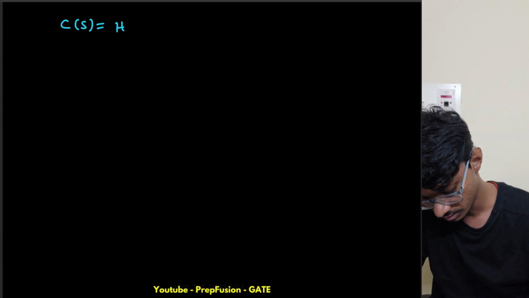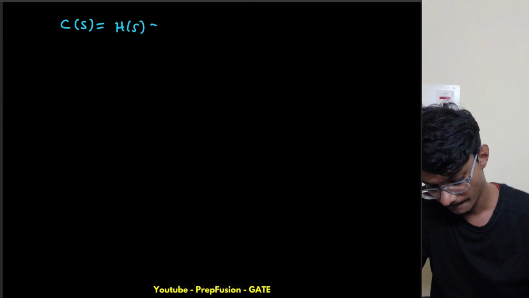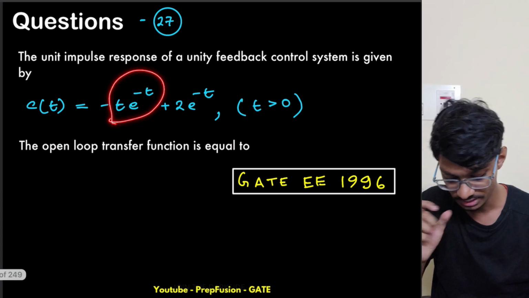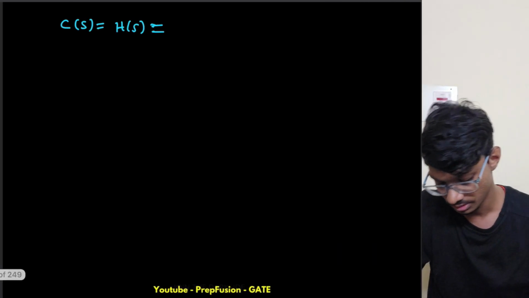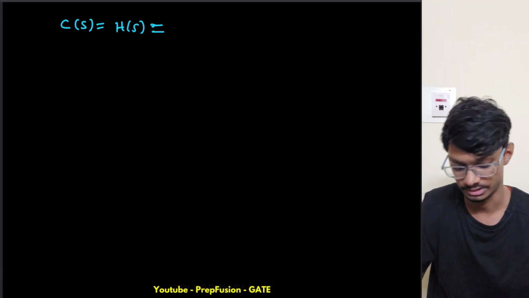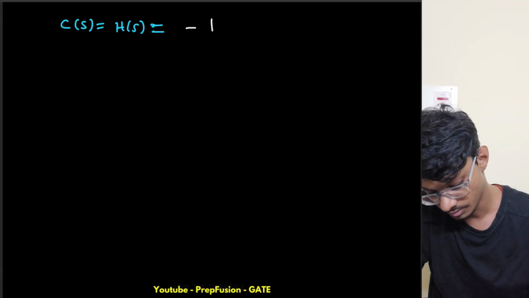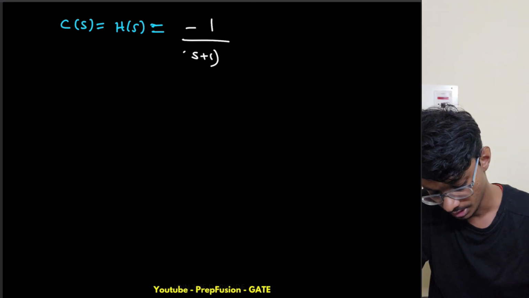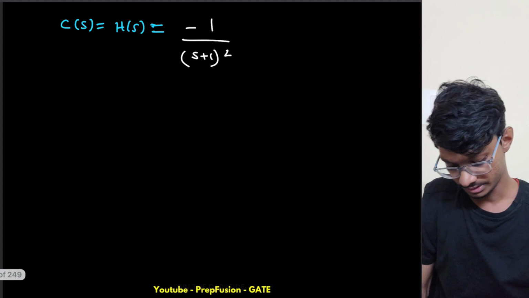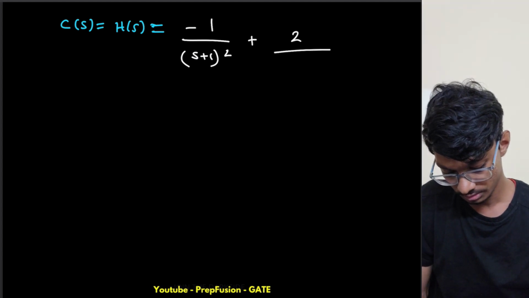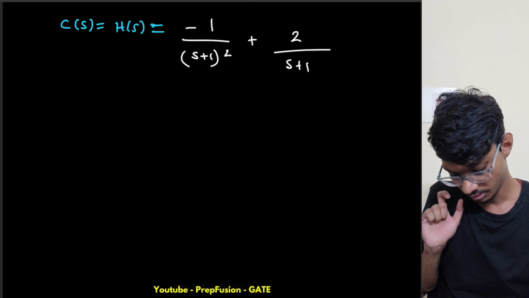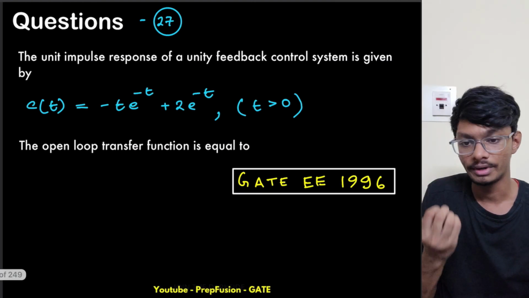C of s equals h of s, taking the Laplace inverse. So the Laplace inverse of minus t times e raised to minus t is 1 by s square, then it is shifted by 1, then there is a minus sign. So minus 1 by (s plus 1) whole square, and this is 2 e raised to minus t, so plus 2 by s plus 1. Okay, this is one transfer function. Now we have to find the open loop transfer function.